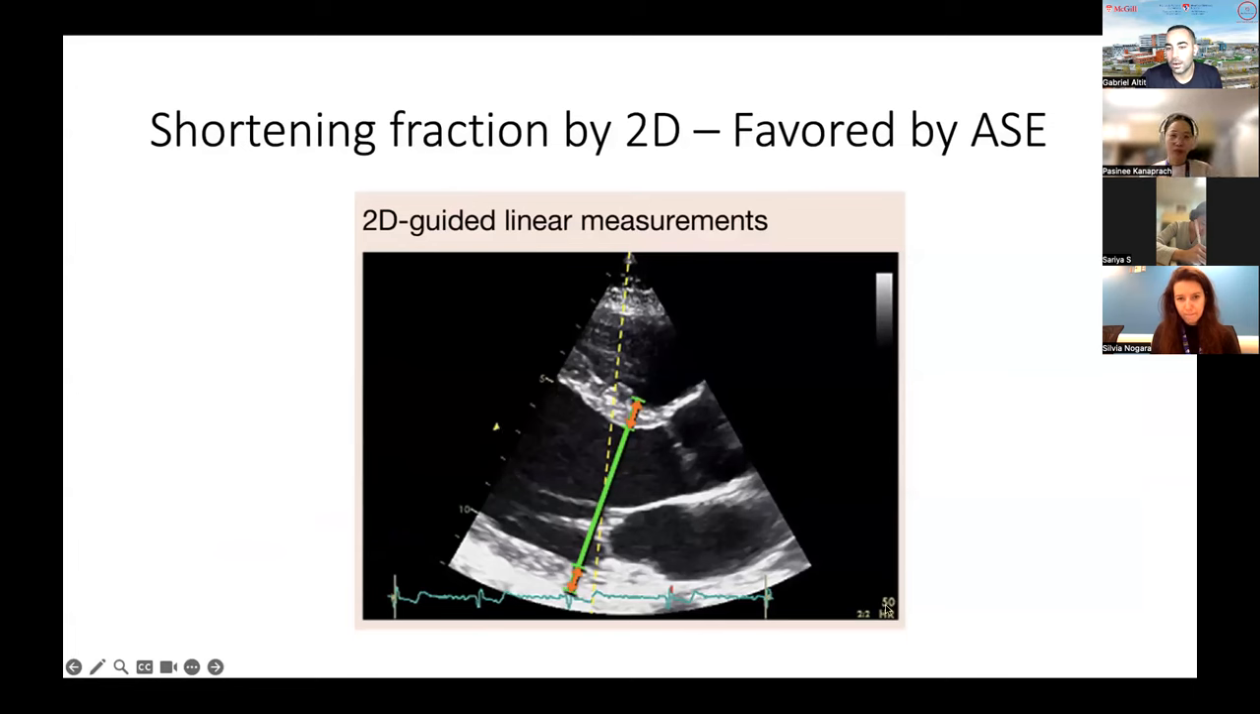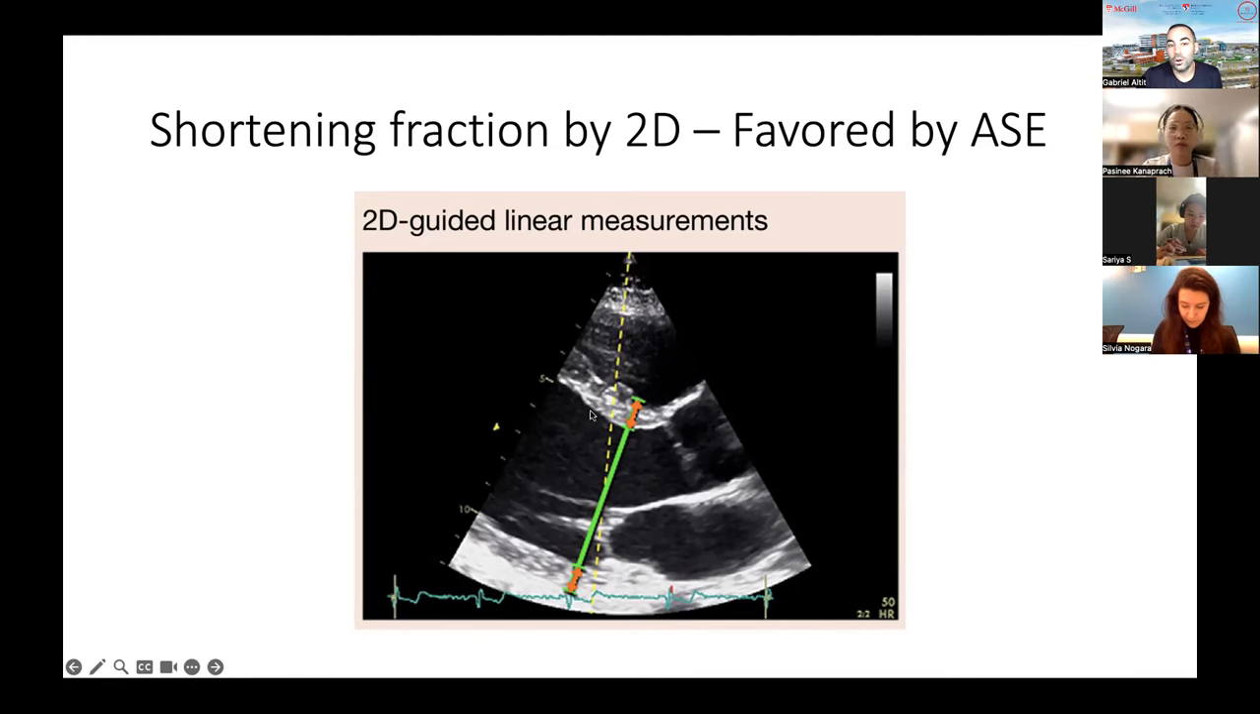This is an adult. That's why the heart rate is 50. And you see they're really at the tip of the mitral valve. And you can see that if they used the M mode versus the 2D, it's not exactly the same cut. So that's why there's been a push and recommendation to use the brightness mode.